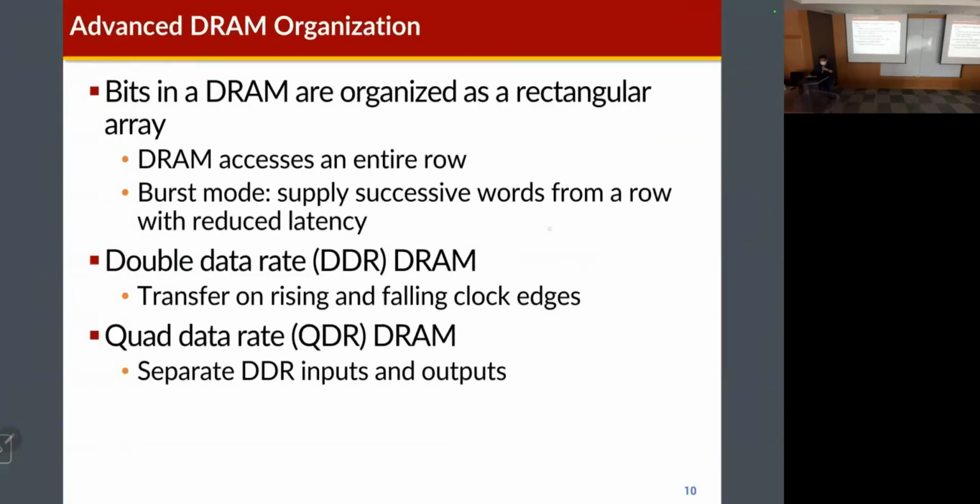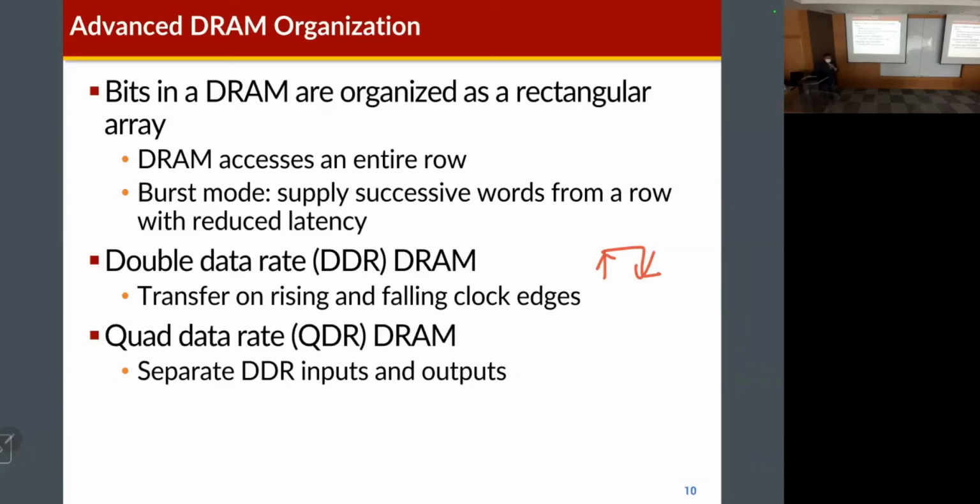So usually we use DDR DRAM for the main memory of the computer system. DDR memory means double data rate RAM, which means we can read and write data at both edges of the clock signal, the rising edge and then the falling edge.